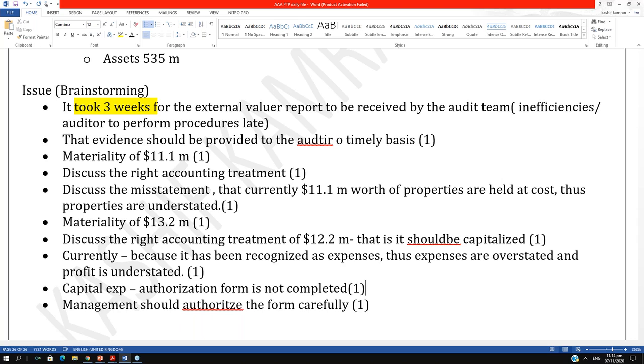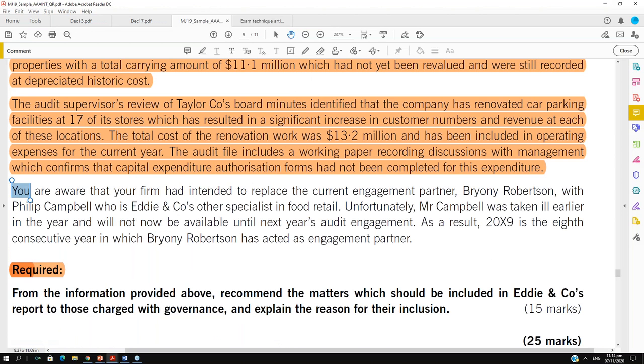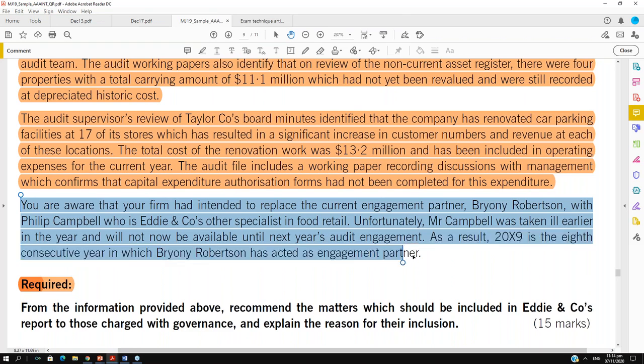So is everyone clear? If a question comes on matters to be included in a report to those charged with governance, will you be identifying the matters to be communicated from the case study? If you find the materiality, you will get 1 mark. If you find a wrong accounting treatment, you will get marks. If you find a control deficiency, you will get marks. Even ethical problems. If there is any ethical issue, you should also report that to those charged with governance. In the last paragraph, when you read that at home, the last paragraph consists of an ethical problem. So you even communicate ethical problems to those charged with governance.